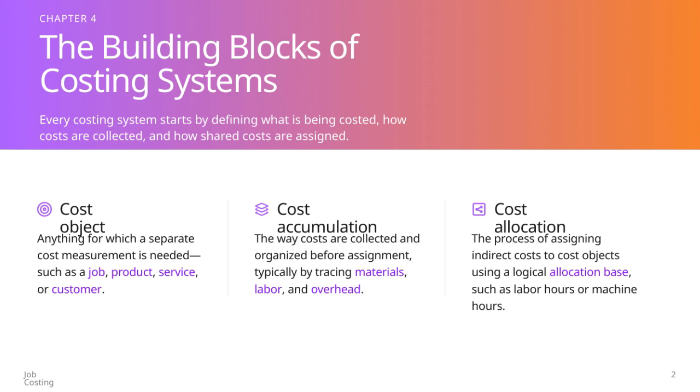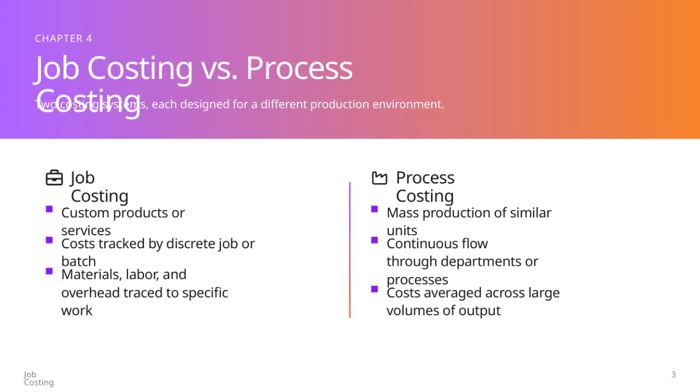Job costing is one common application where we track costs for individual jobs to better manage expenses and profitability. In this chapter, we're focusing on the differences between job costing and process costing, two important systems used to track costs in different production environments. Job costing is ideal for custom products or services where costs are tracked for each specific job or batch. This means we carefully trace materials, labor, and overhead directly to the particular work being done, allowing precise cost control for unique projects.